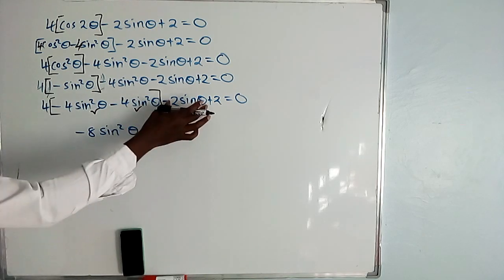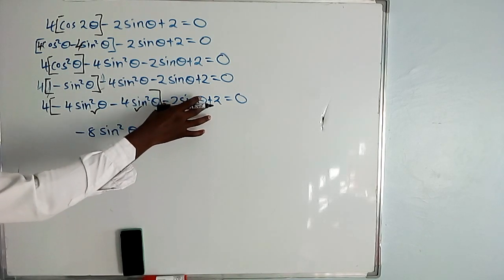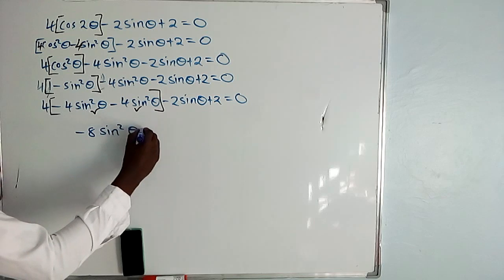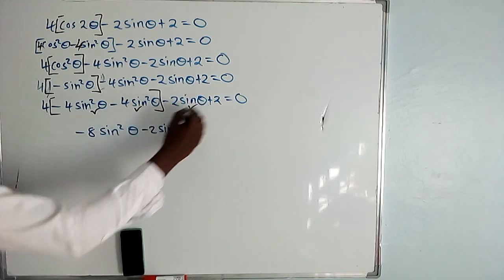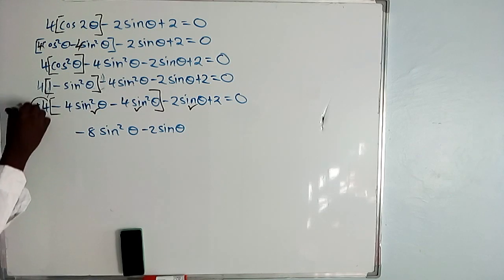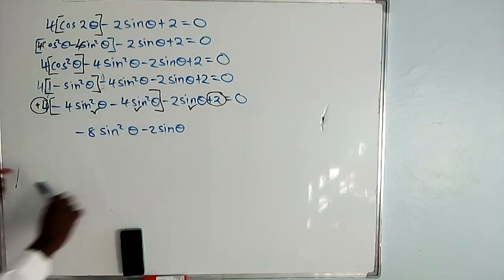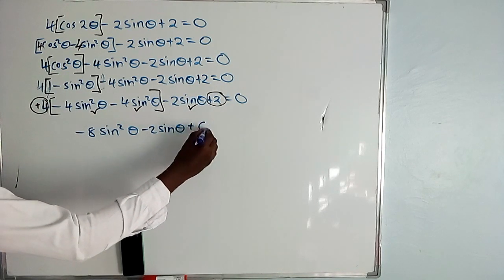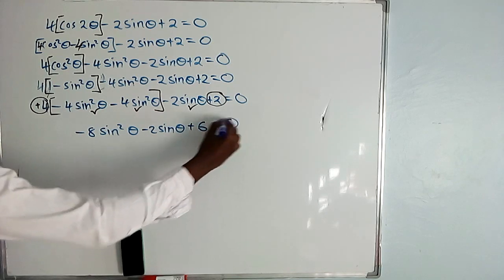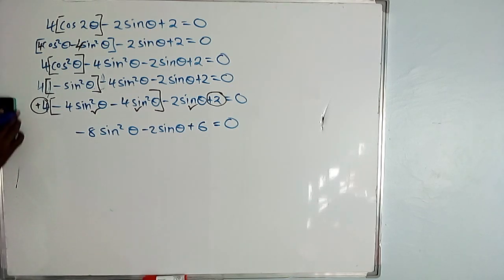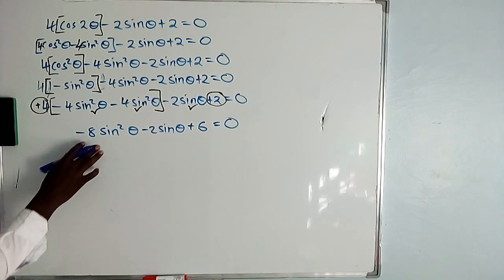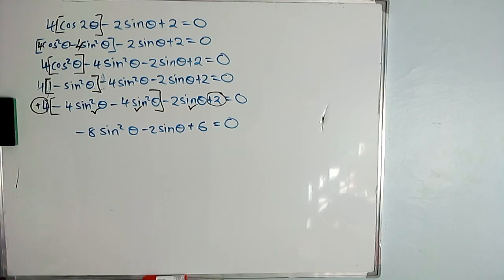Then the next thing we deal with, here we have negative 2 sine theta. So that one follows next, negative 2 sine theta. Then you join the known terms. This is positive 4 and positive 2 gives you a total of positive 6, isn't it? Is equals to 0. So we've simplified that expression. Having simplified that expression, it is in the form of a quadratic equation, isn't it? So that is now quadratic.